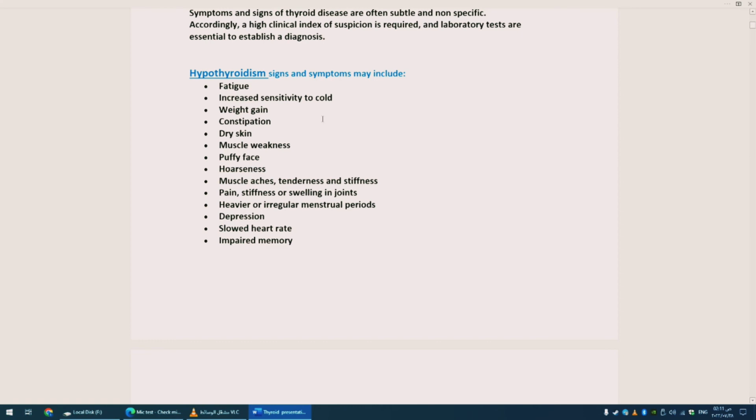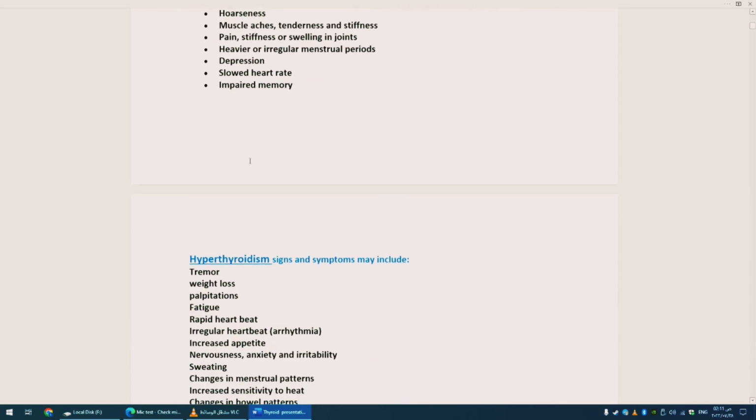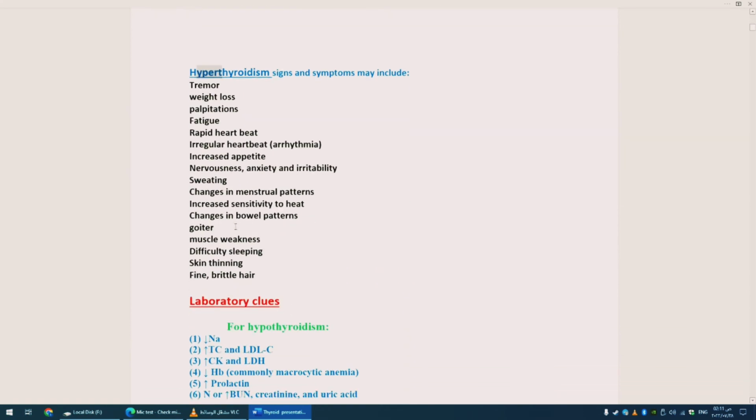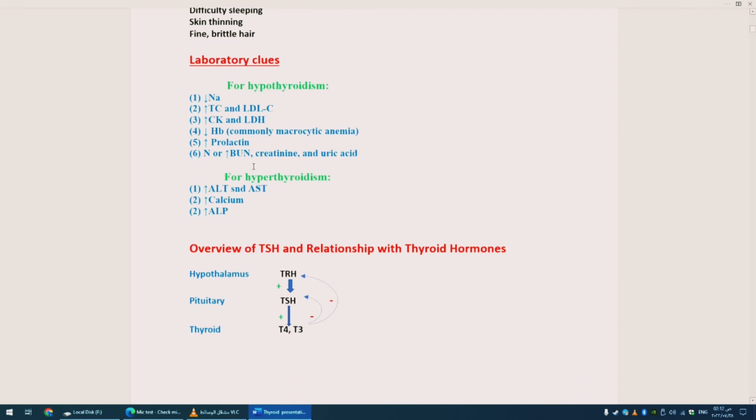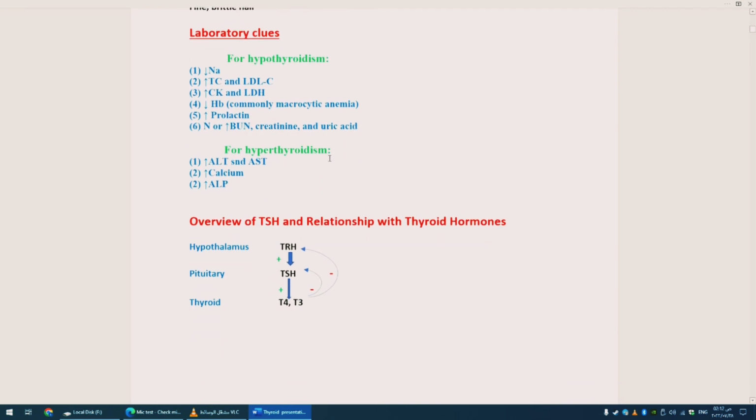Here are some of the signs and symptoms of hypothyroidism and of hyperthyroidism. Abnormal results in certain commonly obtained laboratory tests also suggest hypothyroidism or hyperthyroidism. Findings of these tests for hypothyroidism may include hyponatremia, hypercholesterolemia, creatine kinase and lactate dehydrogenase elevations, macrocytic anemia, hyperprolactinemia, and the elevation of pancreatic enzymes and uric acid.